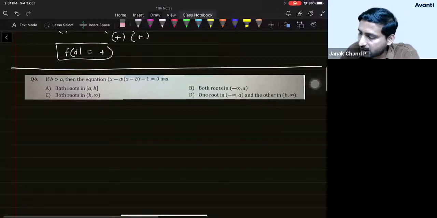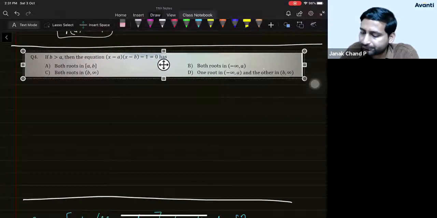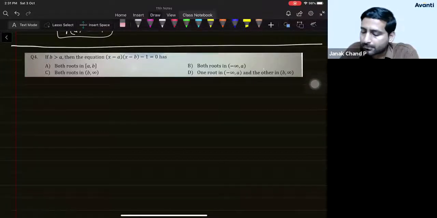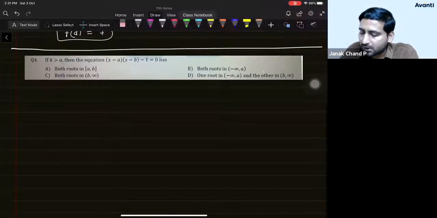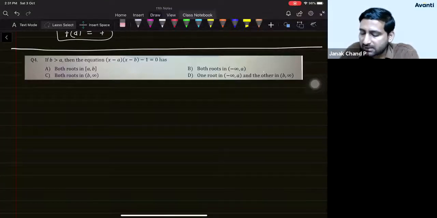Read the question carefully. It is somewhat related to the previous one, similar to the previous one. What is given here? So here also two numbers are given, student, right? In a quadratic equation, if a number is given, then maybe you may have to calculate f of those numbers. B is greater than A, and then they're asking what can you say about this particular equation? Yes, we can do an analysis like in the previous one, student.